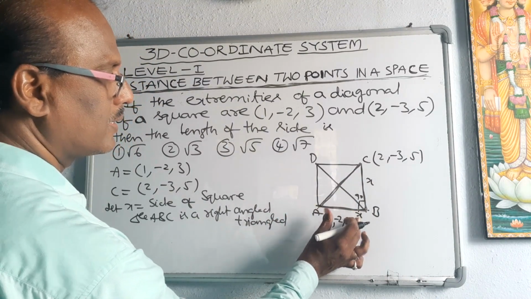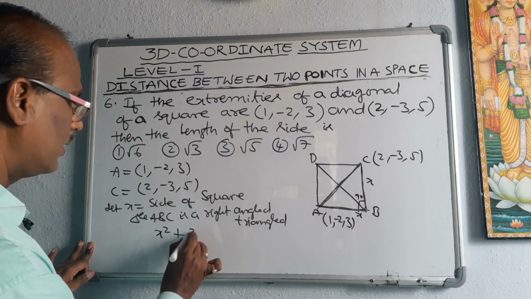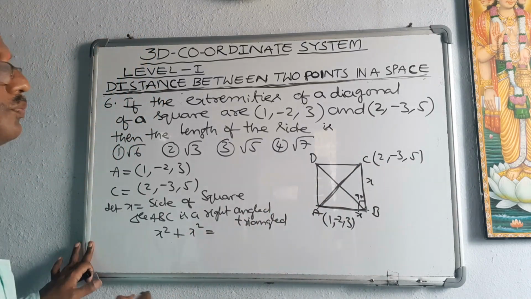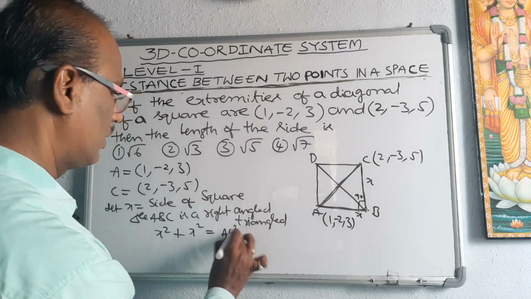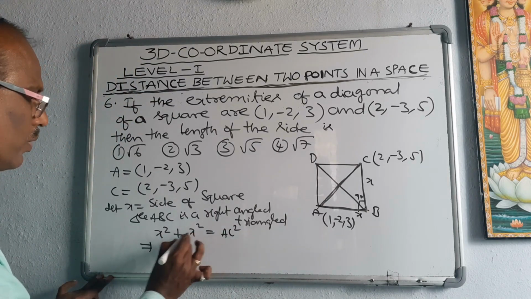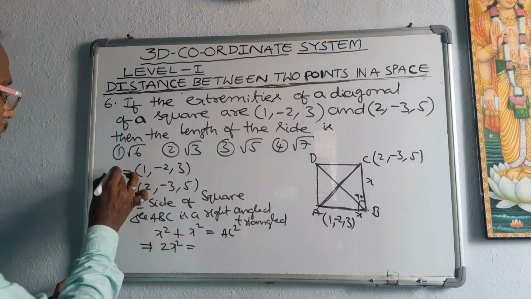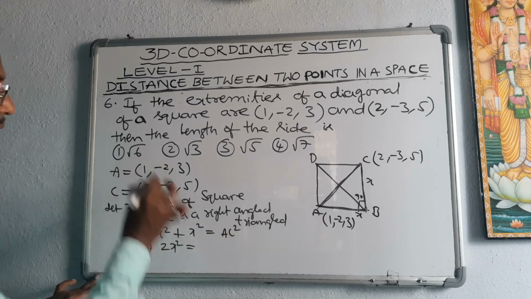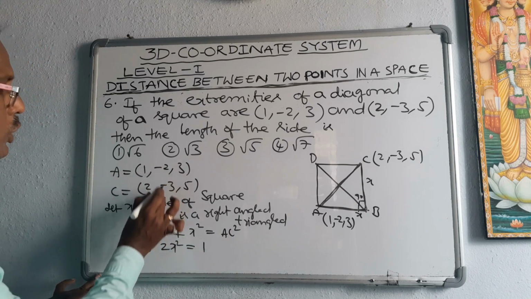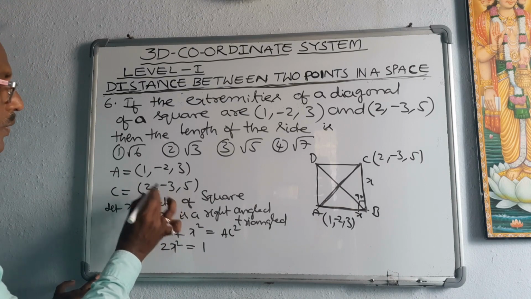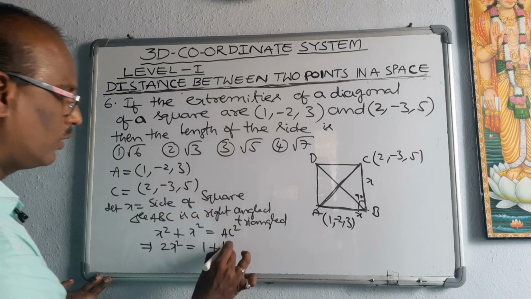Here AB length x square plus BC length x square is equal to AC square. X square plus x square equal to 2x square. To find the distance between AC, in a square the root is cancelled. 1 minus 2 whole square, 1; minus 2 plus 3 whole square, 1; 3 minus 5 minus 2 whole square, 4.